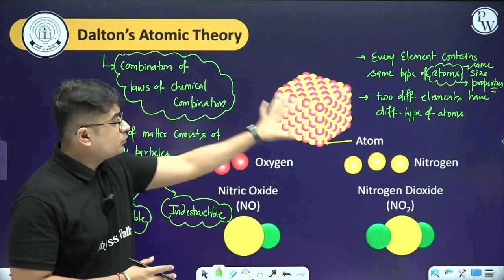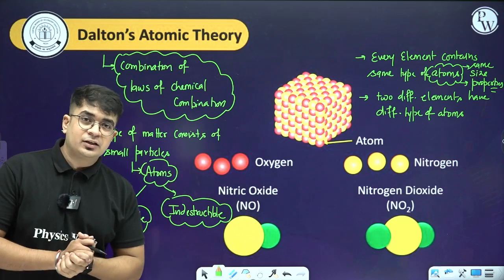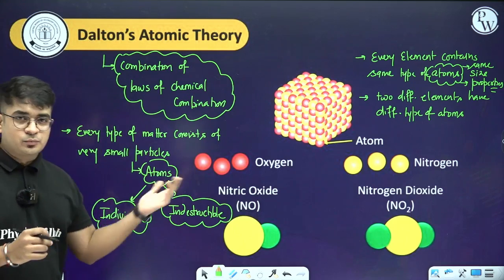So these are the main postulates, the first two or three postulates of Dalton's atomic theory. I hope up to that part everything is clear to everyone. Just look at it. We will discuss the next portion.